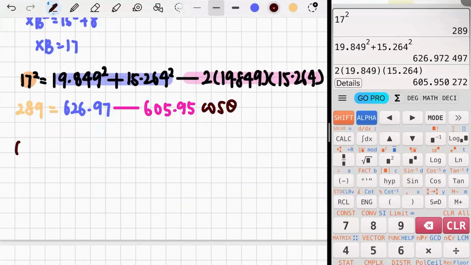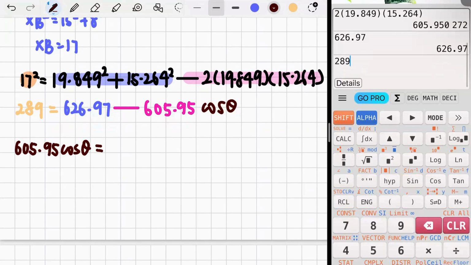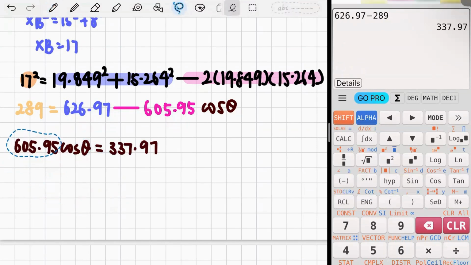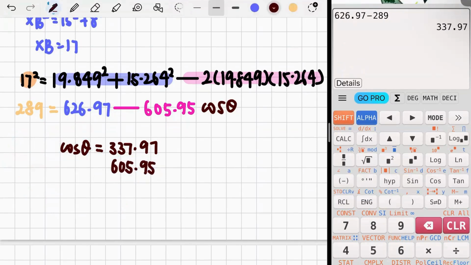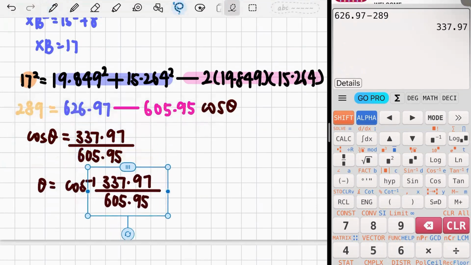So what I'm going to do is move the cosine theta to the left side. So the 605 thing becomes positive, correct? Then you can take the blue minus the yellow: 626.97 minus 289. So this one here will be 337.97. Then I'm going to bring this guy over, so it becomes a divide. If I want theta only, bring over the cosine, so cosine inverse this entire thing.